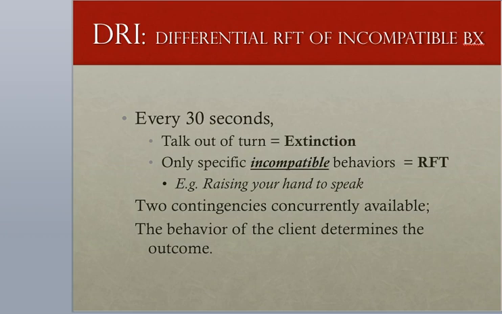So raising your hand for permission to speak is incompatible with talking out of turn. The two contingencies, again, are available concurrently, and the behavior of the client, again, determines the outcome. The client chooses between talking out of turn or raising their hand to ask permission to speak.